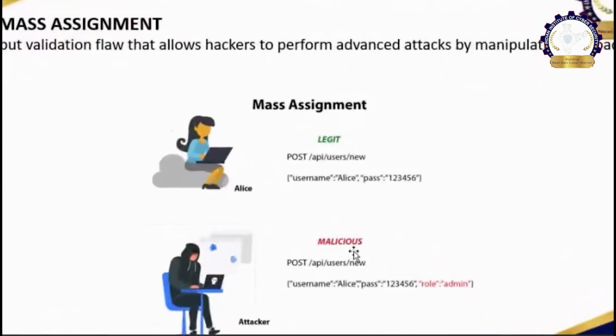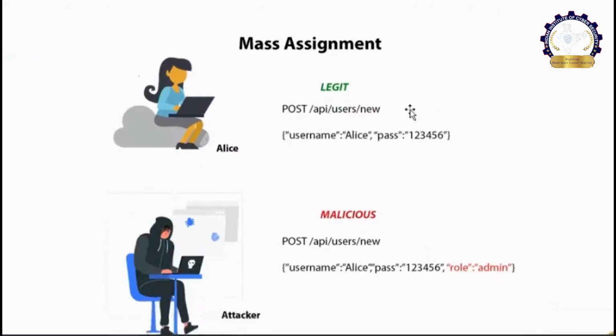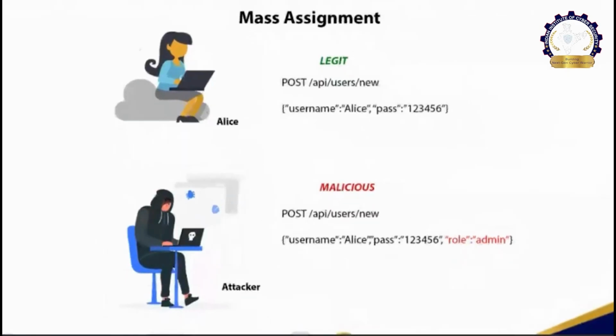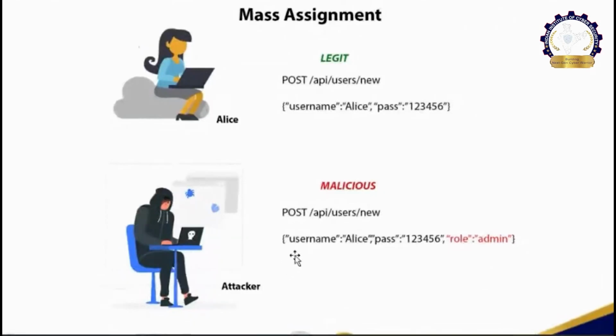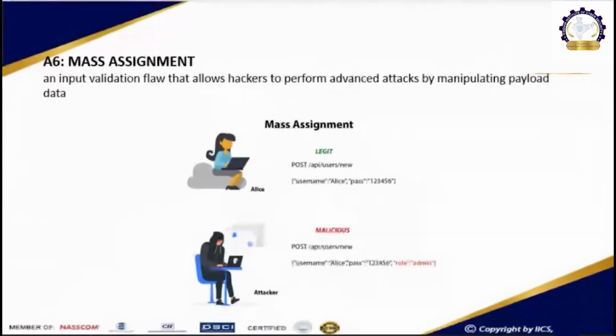So what I have here is, see how a legit thing is used. This is Alice, a legit person. She's using this endpoint, this POST API users new with the username Alice and password. So this is the normal thing. What a malicious attacker is doing here is using the same API endpoint, but with username and password he is using one more field, that is role equal to admin, and he will get that admin access. If this happens, it comes under mass assignment attacks.